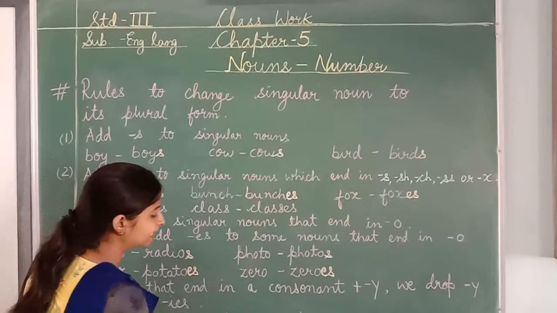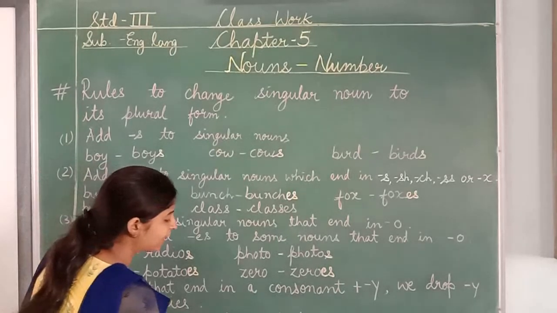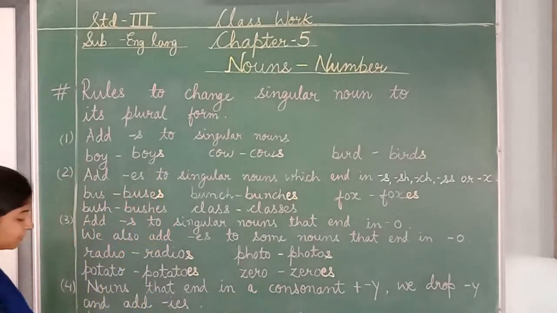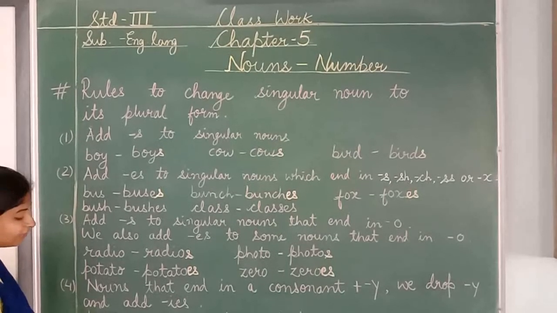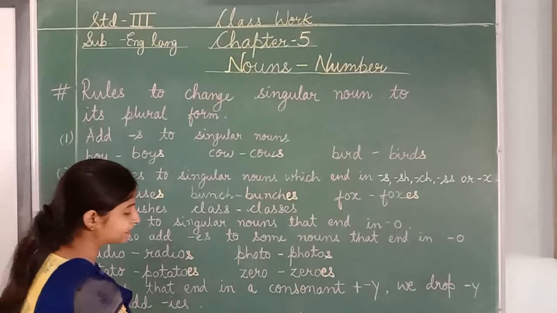Learning, reading. What is at the end? Y. And one more thing. Before Y, what is here in baby? Consonant or vowel? B is a consonant. Okay. That is why we have removed this Y and added IES.